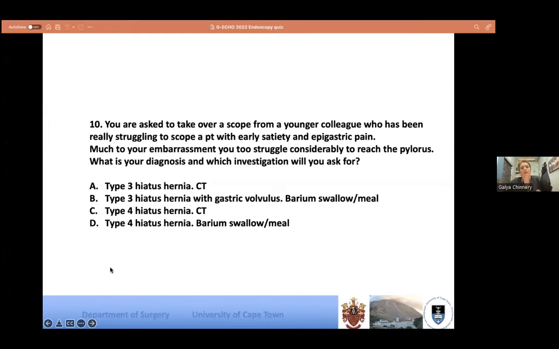So after your embarrassment is over, what do you think is the diagnosis and which investigation will you ask for first? So you can pop the poll up there for us, Cheryl. I'm going to give you 4 options. Is it either a type 3 hiatus hernia and you want a CT scan? Is it a type 3 with a gastric volvulus? Do you want a barium swallow? Type 4 CT scan? Or do you want a type 4 as your diagnosis and you want a barium swallow meal? Sneaky question.